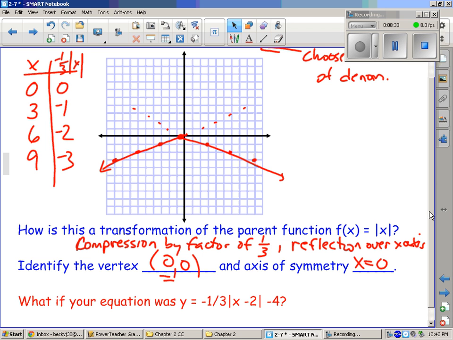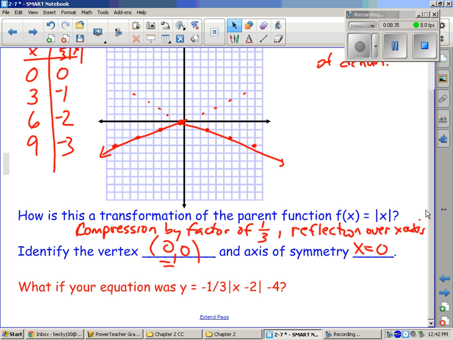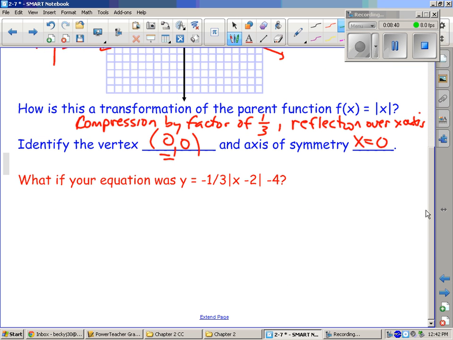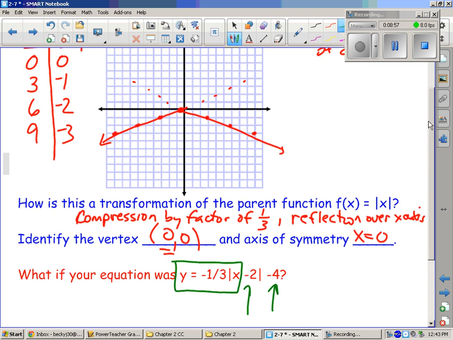Okay, we're going to ask one more question about this. What if our new equation, this looks similar to what Mrs. Kendro just did, except we're changing a couple things. We're going to change that there's an h value and a k value. So the question asks, what if your equation was negative 1/3 absolute value of x minus 2, minus 4. The cool thing about doing your shape charts is Mrs. Kendro's already got the shape on there for us.